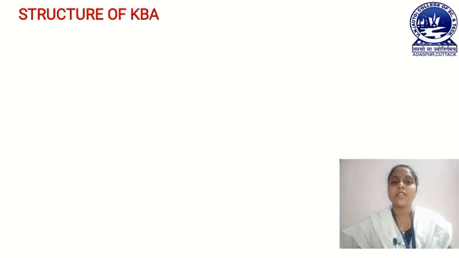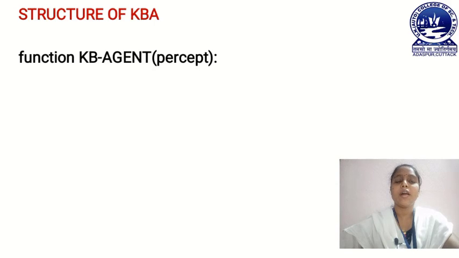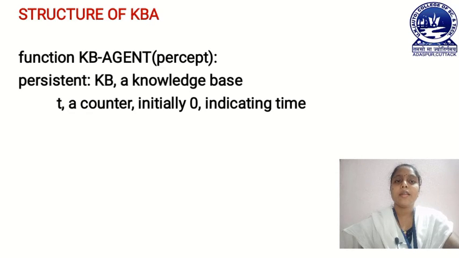Next, structure of knowledge based agent. Now look at here. This is the knowledge based agent function, that is KB agent, which represents a knowledge based agent function. Here the KB represents a knowledge base and T is a counter whose value is 0 initially, and T indicates time.